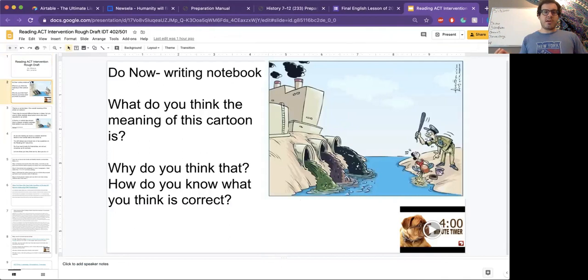So, what do you think the meaning of this cartoon is? This cartoon in the upper right corner, what do you think the meaning of the cartoon is? What do you think the message they're trying to give you is? And why do you think that? Or how do you know what you think is correct? I want you to write down the answers to these 2 questions in your writing notebook. It doesn't have to be in complete sentences. It can be in any way that you see fit. All I want you to do is try and answer those 2 questions.